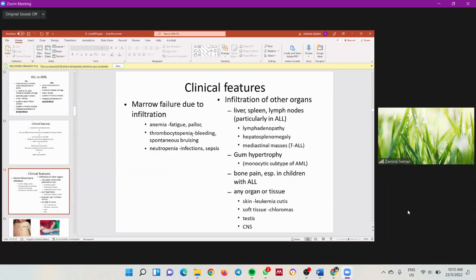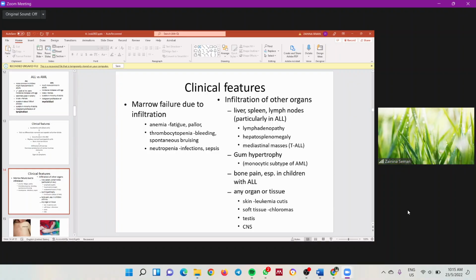When the platelets are low, the common manifestation is either bleeding or even spontaneous bruising. For example, petechiae, and other than petechiae, gum bleeding. Other than that, bruises. This is the most common manifestation of thrombocytopenia. And then another thing is that they also might have neutropenia because the blood cells fail to mature into normal white cells. So neutropenia leads to infection, and other than that, sepsis.